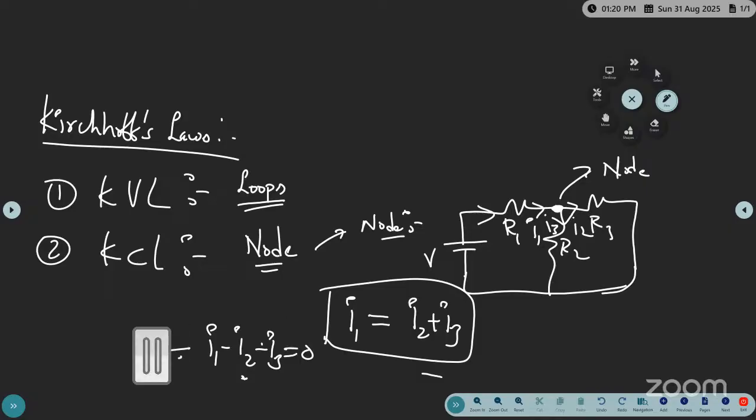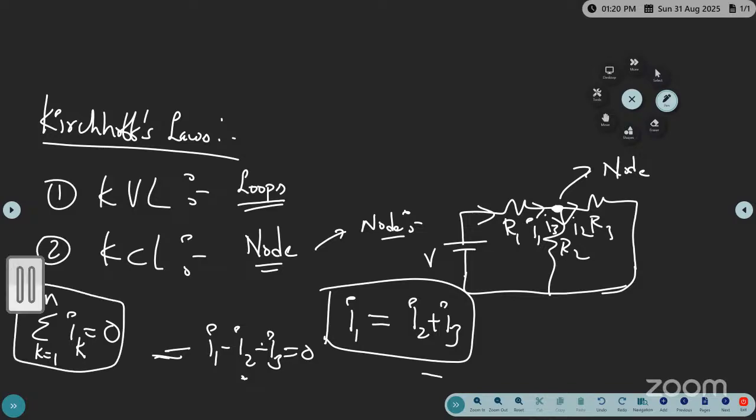If you want to write it as the point formula of currents, KCL, sigma k is equal to 1 to N, Ik is equal to 0. So I1 plus I2 plus I3 plus I4 up to In. Add all the currents, it will become 0, as in the case of this one.